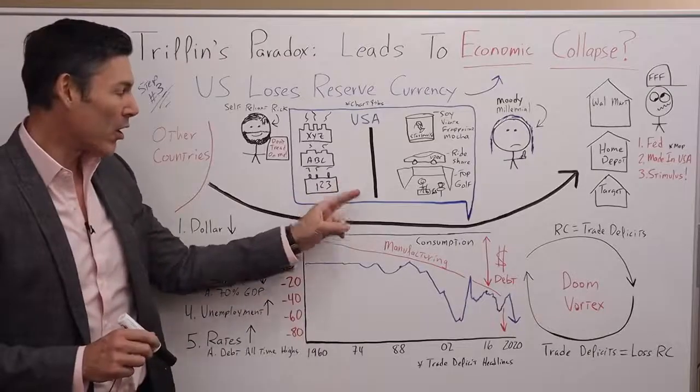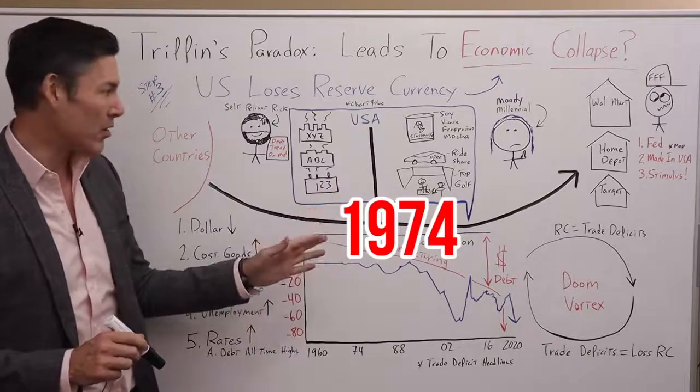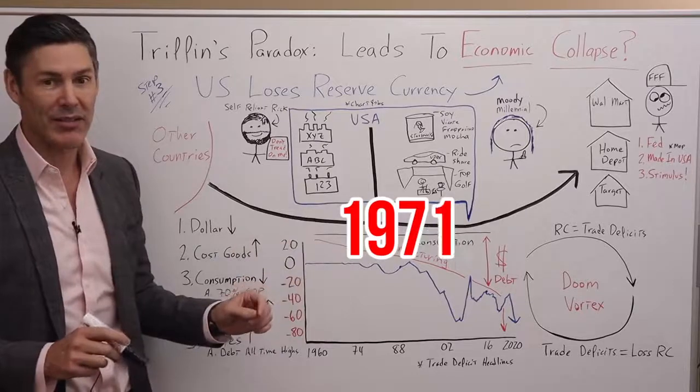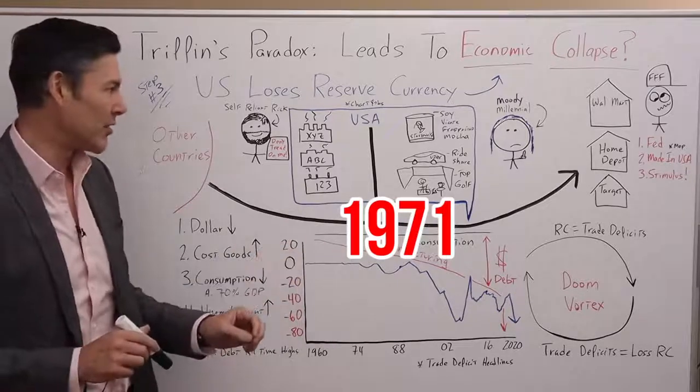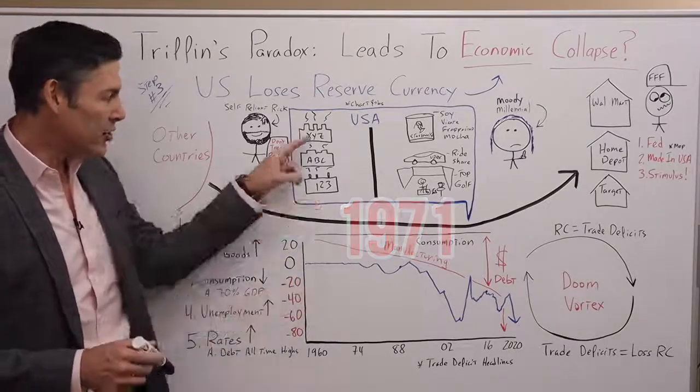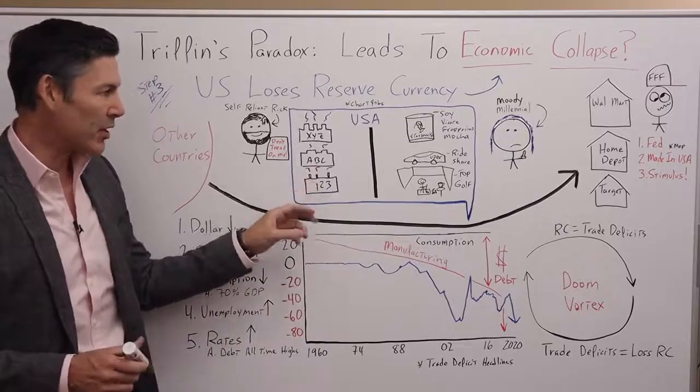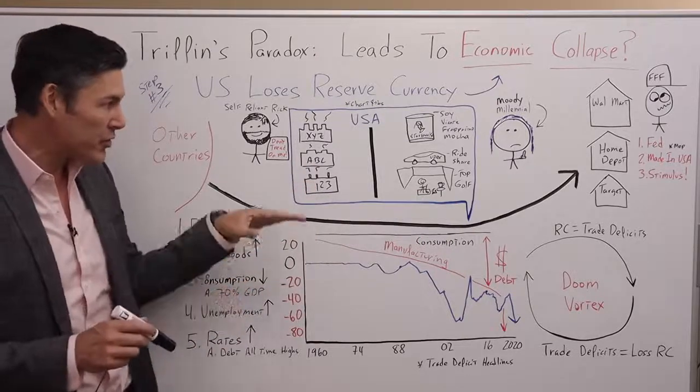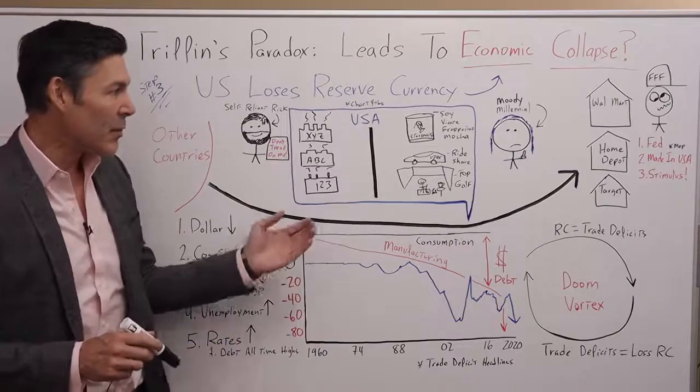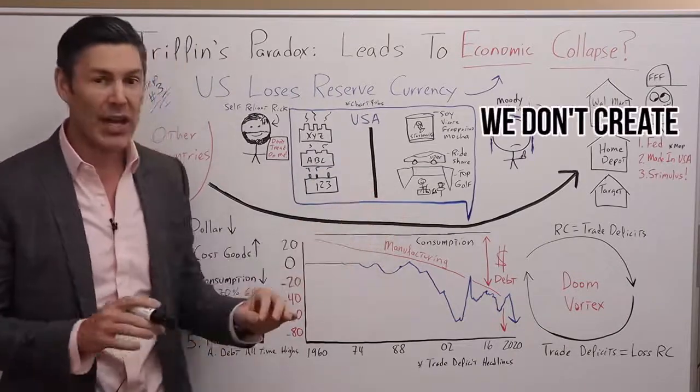So before 1974 or so, or really it all starts with 1971. Everything starts with 1971. But we had this good-sized manufacturing base. We created a lot of goods right here in the United States. But now we don't create any goods.